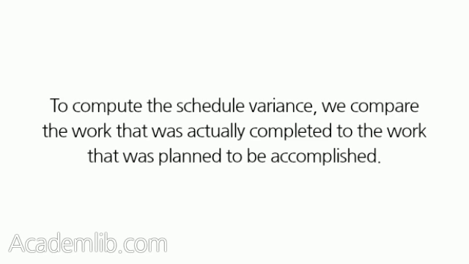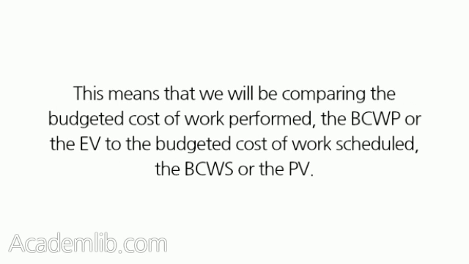To compute the schedule variance, we compare the work that was actually completed to the work that was planned to be accomplished. This means that we will be comparing the budgeted cost of work performed, the BCWP, or the EV, to the budgeted cost of work scheduled, the BCWS or the PV.